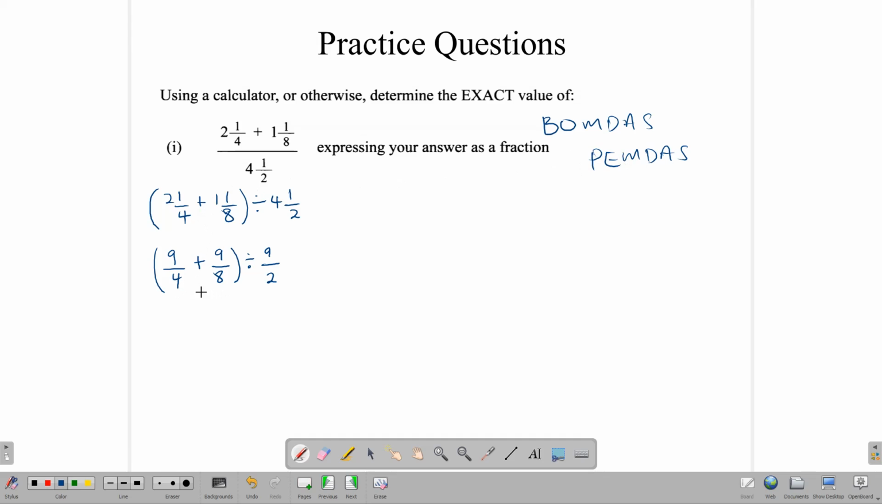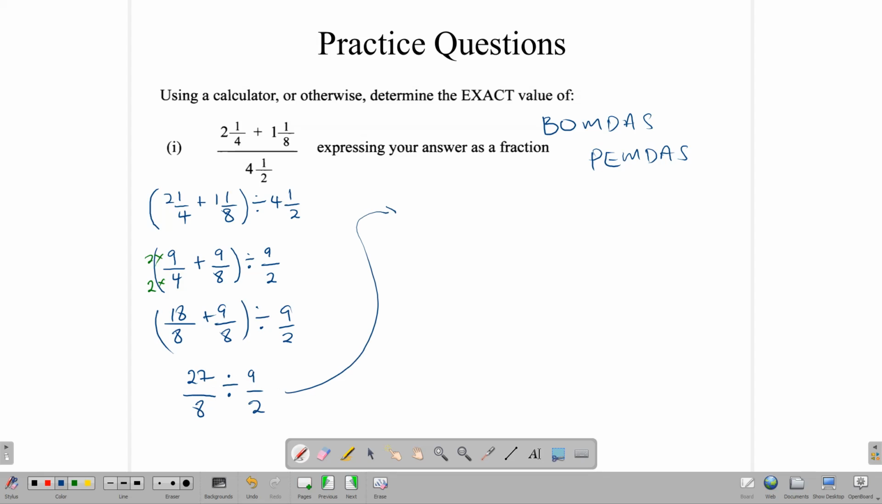Notice here, we have 9 over 4 plus 9 over 8. And these two fractions do not have the same denominator. We can make this fraction have a denominator of 8 if we multiply the 4 by 2. So let us multiply both of these by 2. So 2 times 4 there, and 2 times 9 there, and that will change this fraction so that it has a denominator of 8. Now we get 2 times 9, that's 18 over 8, plus 9 over 8. And remember, we are dividing all of that by 9 over 2. And 18 plus 9 there gives us 27 over 8 divided by 9 over 2.